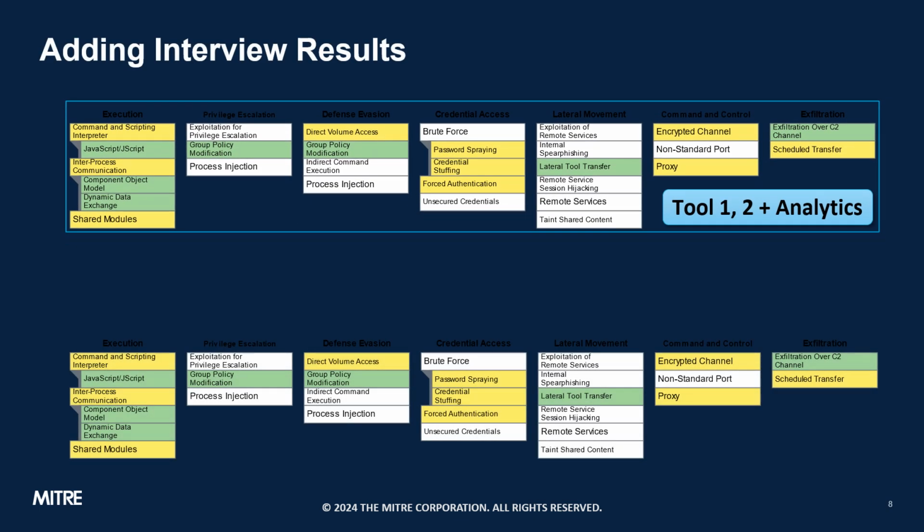Now, the next step is to take this aggregated heat map and add in interview results. And the way we'll do this is we'll look at the interview results as a series of bullet points where each bullet point provides an additional data point for us to augment our heat map from.